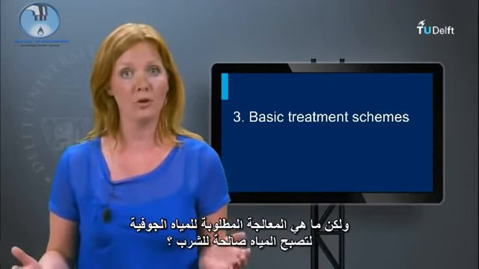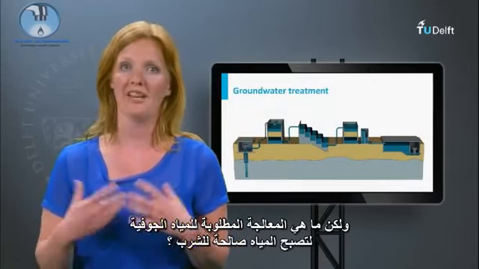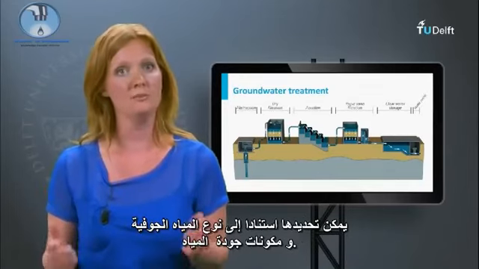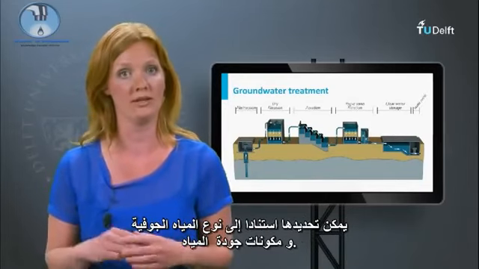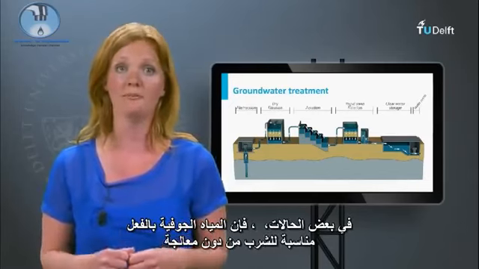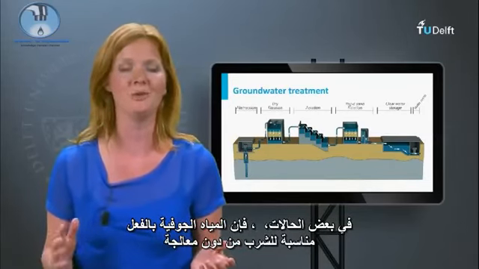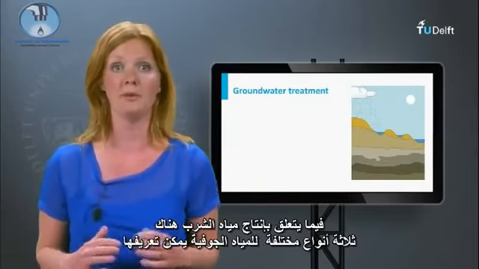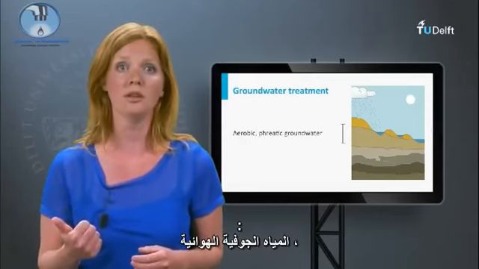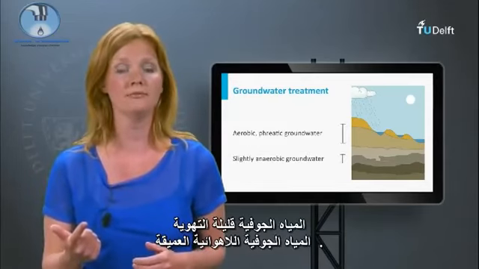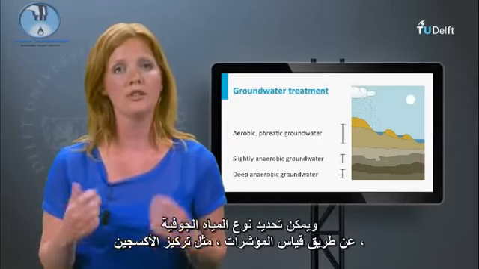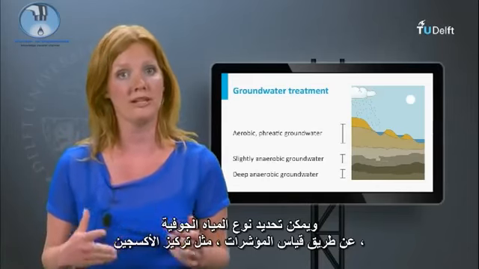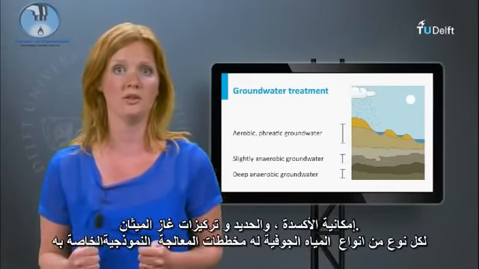But what treatment is needed before groundwater is suitable for drinking? Well, the extent of treatment required to convert abstracted groundwater into drinking water can be determined based on the groundwater type and its water quality composition. In some cases, however, the groundwater is already suitable for drinking without any treatment. With respect to drinking water production, 3 different groundwater types can be roughly distinguished: aerobic groundwater, slightly anaerobic groundwater, and deep anaerobic groundwater. The type of groundwater can be identified by measuring parameters such as oxygen concentration, redox potential, iron and methane concentrations.